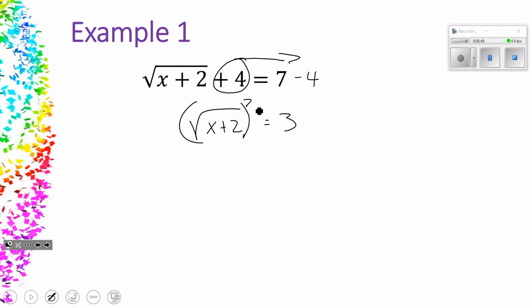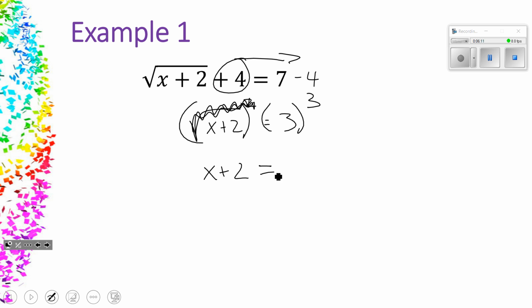Alright, so I'm going to square on this side. So the opposite of a square root, in order to get it to go away, you've got to do the opposite. Do you understand that the opposite of a square root is squaring? So this will cancel, and that leaves you simply with x plus 2.